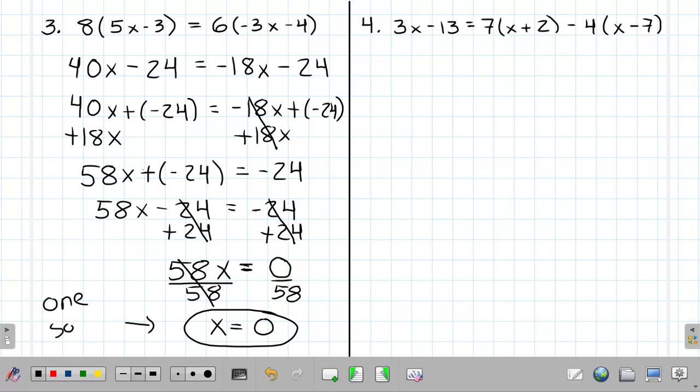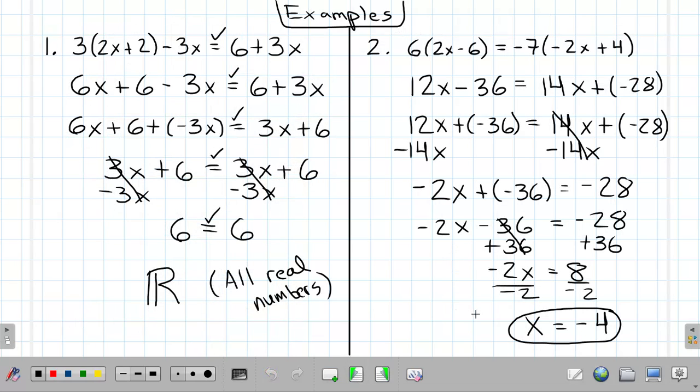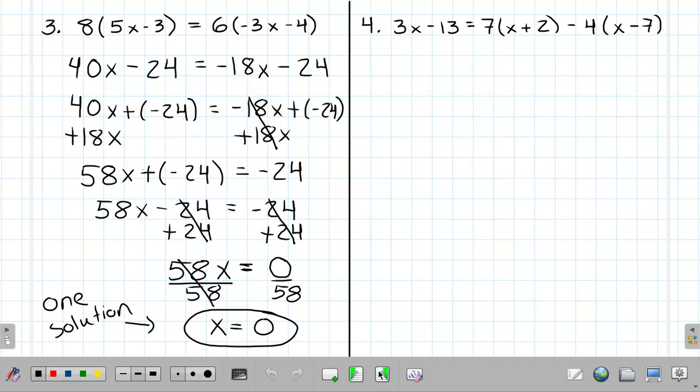One solution. Once again, I guess I should have done it with this one. The -4 here is the one solution. Okay, so once again, to figure out how many solutions something has, just solve it. If you solve the equation, depending on what happens, it'll be clear whether it has one solution, infinitely many solutions, or no solutions. Okay, and the last example here, number 4, same kind of thing.